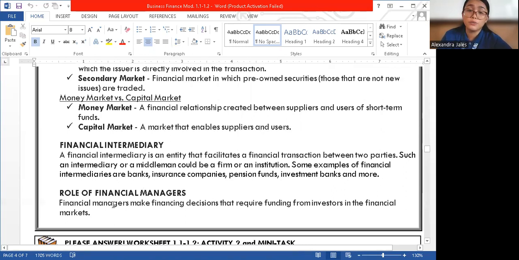So we have also the roles of financial managers. Financial managers make financing decisions that require funding from investors in the financial markets. They serve an important role in business management. So we have financial managers.